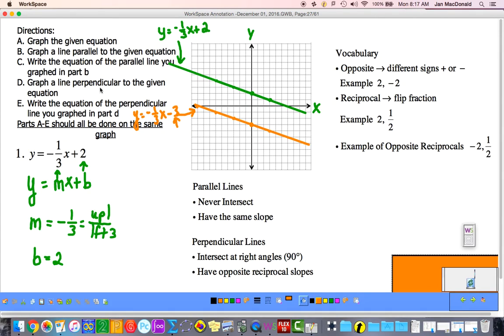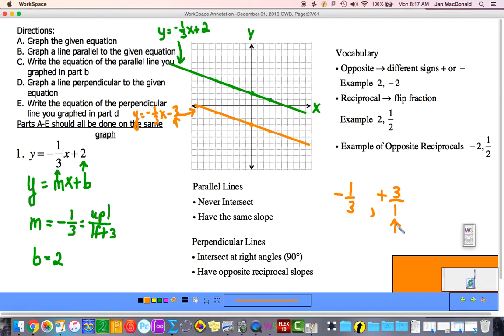Okay, so graph a line perpendicular to the given equation. So we have to find the opposite reciprocal of negative 1/3. That means we'd have to change the sign from a negative to a positive, and we have to flip the fraction. So positive 3 over 1, or positive 3, is going to be the slope of my perpendicular line.